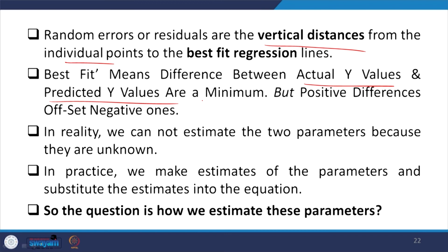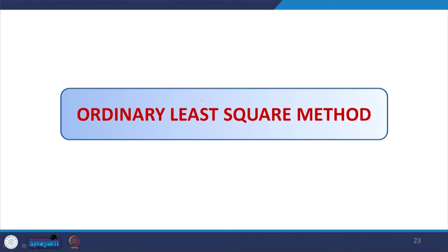In practice, we can estimate the parameters and substitute the estimates into the equation. How we estimate these parameters is very important. So, this is all the background information about linear regression. In our next class, we are going to start with the ordinary least squares method, and we will also emphasize the best fit line with r square, adjusted r square, and so forth. Many things are going to be explained. So, let me close here. Thank you.